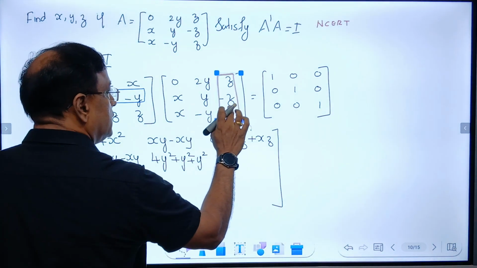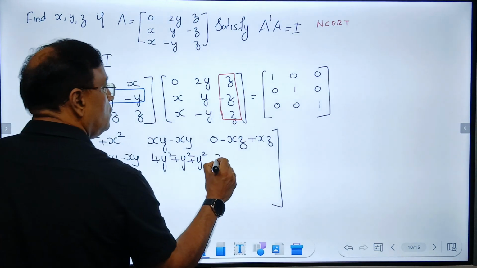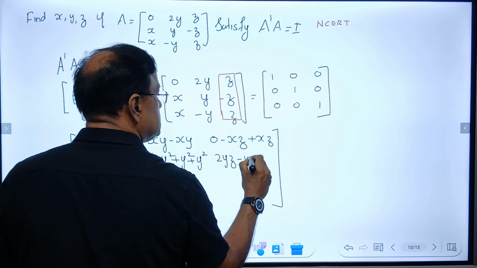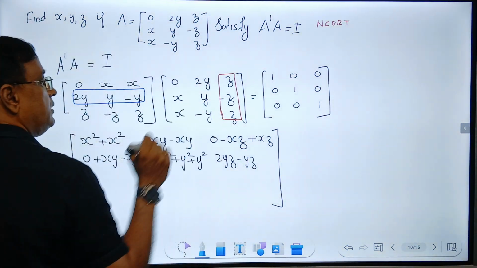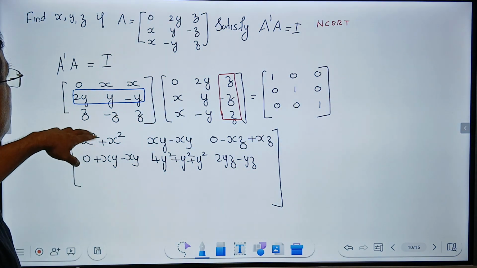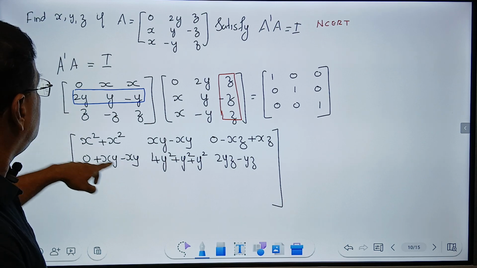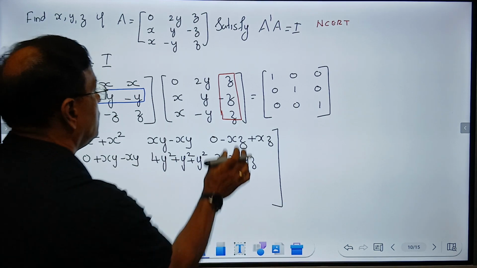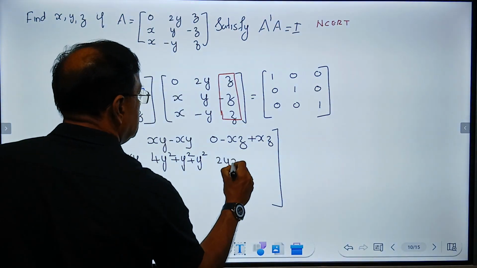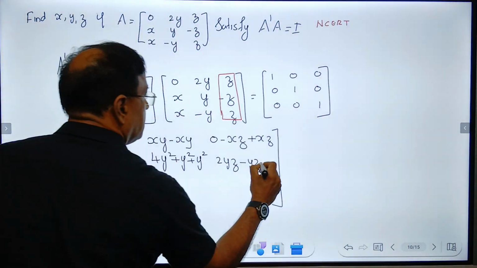Now move on to the next element. So how do you multiply this? 2y into z is 2yz. y into z is yz, and y into minus z is minus yz. I'm sorry, once again, this is the third column, no? This is finished. Second row, I made a mistake here. Second row, third column is 2yz, this is minus yz, and again it is minus yz.